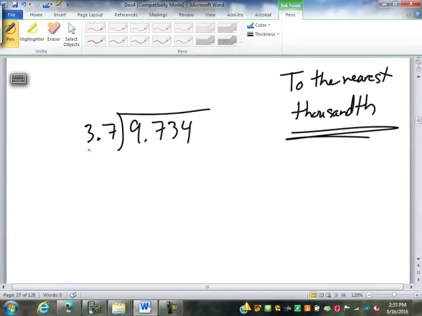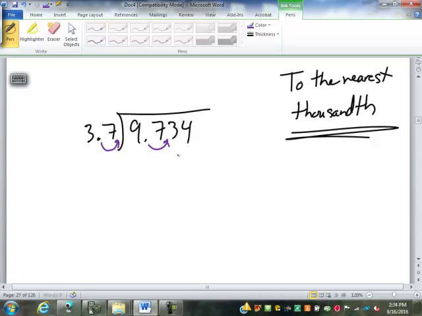How do we divide by a decimal? Well, the answer is we don't. We've been taught you move that decimal point over. Make that 37. But what else do we have to do when we do that?